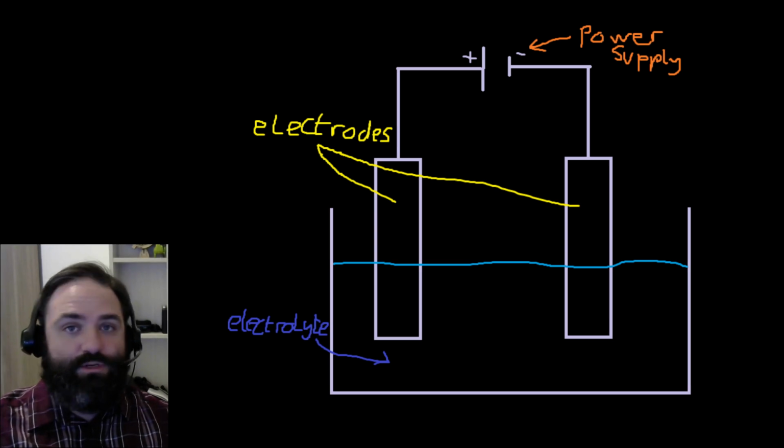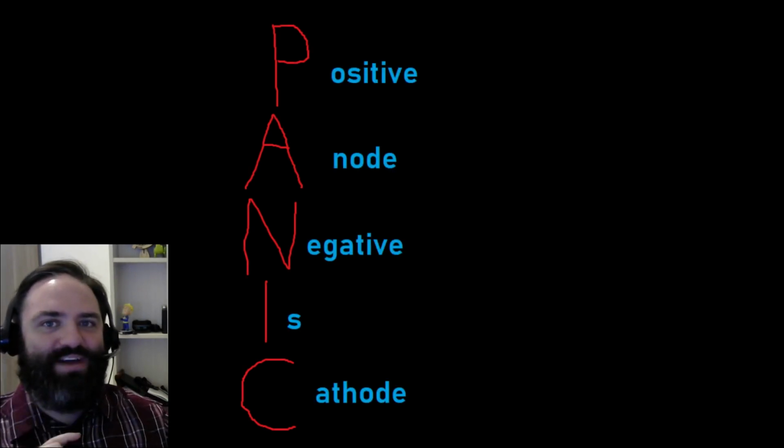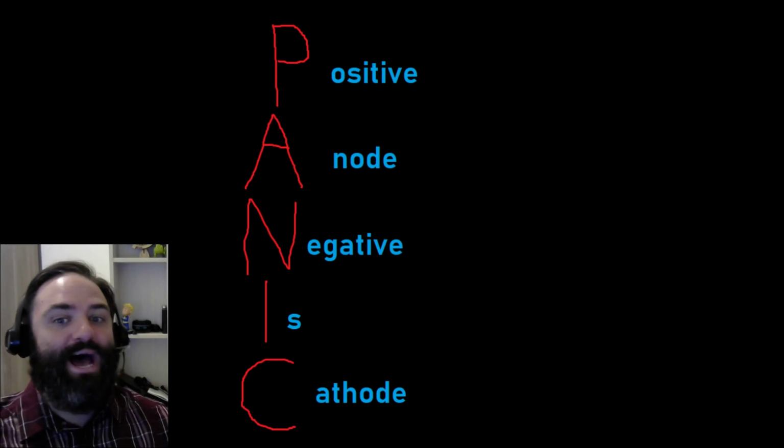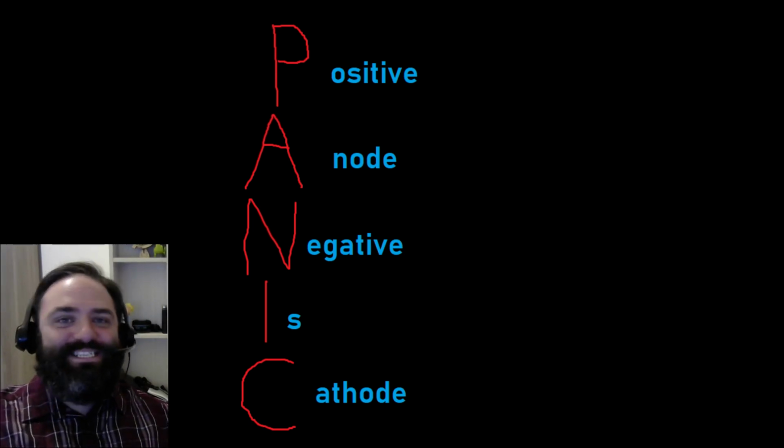The two electrodes have different names. The positively charged electrode is called the anode. The negatively charged electrode is called the cathode. If you're having trouble remembering which is which, don't panic. Panic, because the positive anode, negative cathode. Don't panic. Get it?